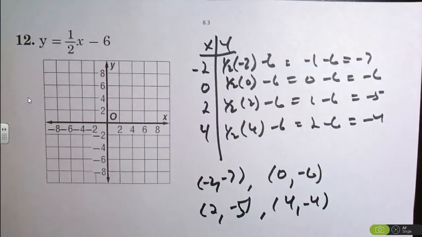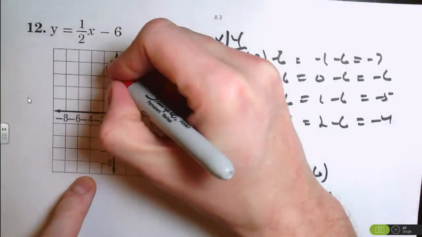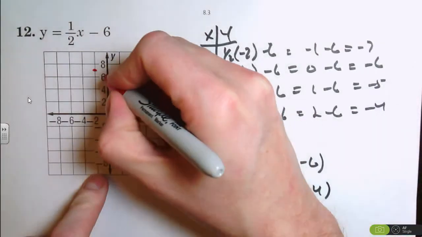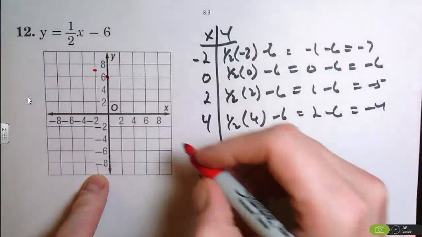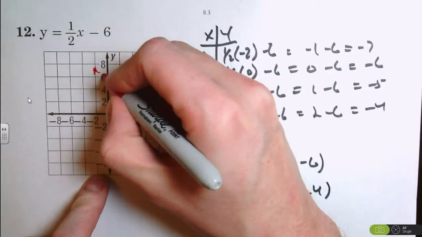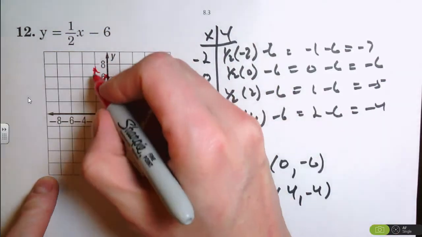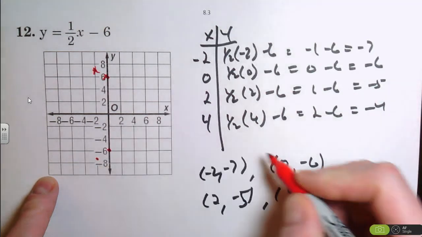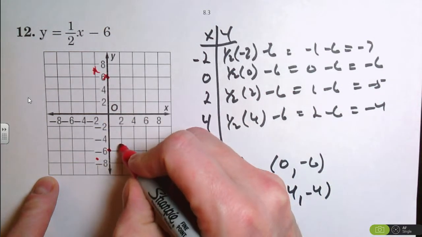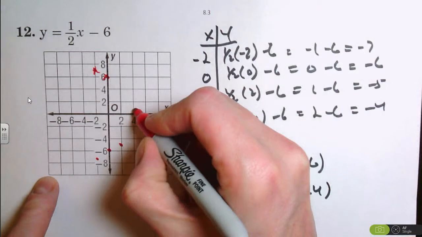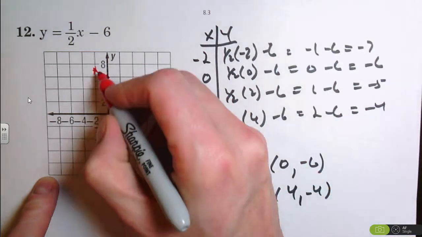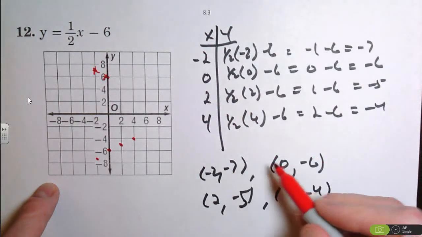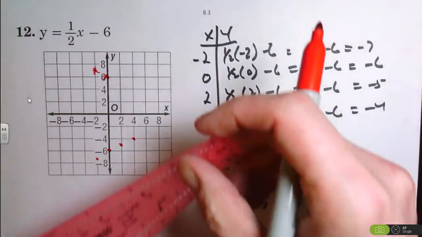So again, plot those. Negative 2, negative 7 is somewhere right there, because again, it's by 2's. 0, negative 6, 2, negative 5, and 4, negative 4. Ah, darn it. Ignore those 2 points up there. That was positive 7 and positive 6 when it was clearly negative 7 and negative 6. I just wasn't paying attention.